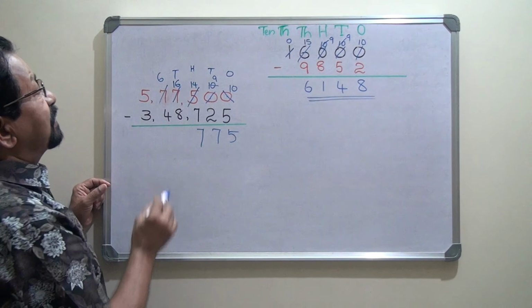This is the way how we are subtracting, how we are cutting this one, cutting 10, cutting 9, cutting line, like this. I believe you understood it very clearly.